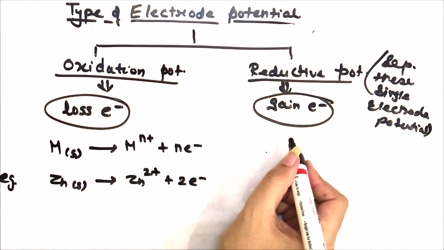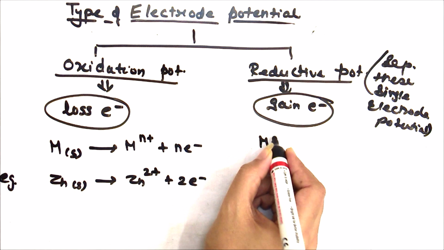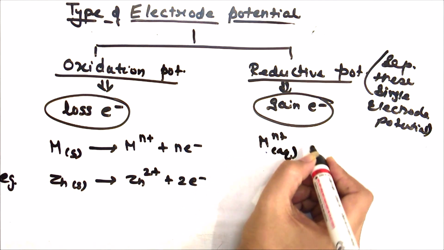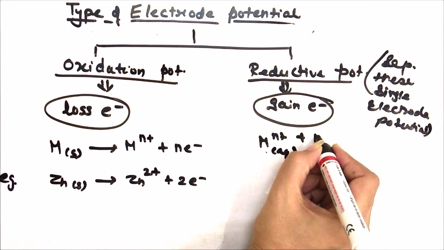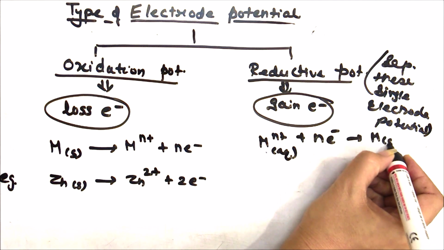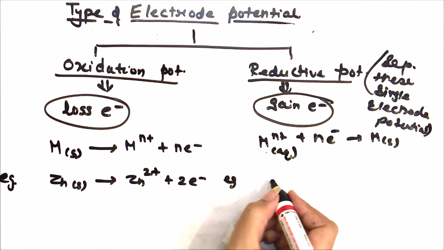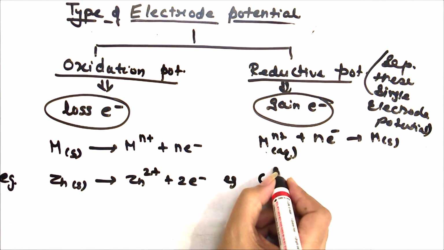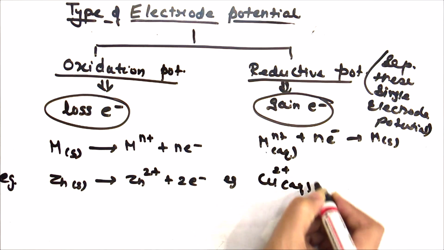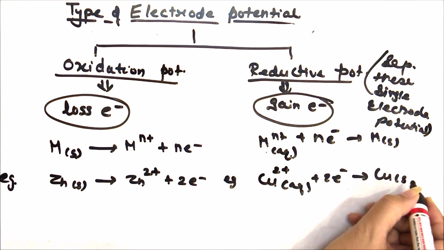And if we talk about the reduction potential, which means the tendency to gain electrons, then in that case the metal ion, which is in aqueous state (you have to write the state also), will gain electrons and form a neutral metal, that is, solid metal. Now if again we take an example, just remember the cathode of the galvanic cell. Then Cu2+ in aqueous state will gain 2 electrons and form solid copper, that is, copper in solid state.